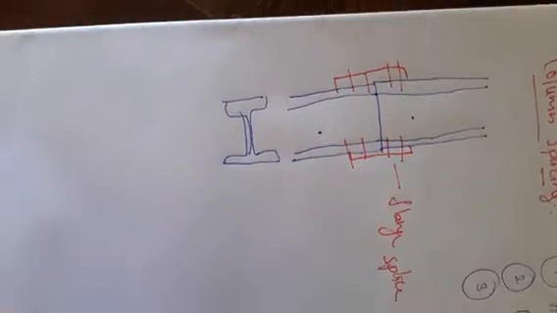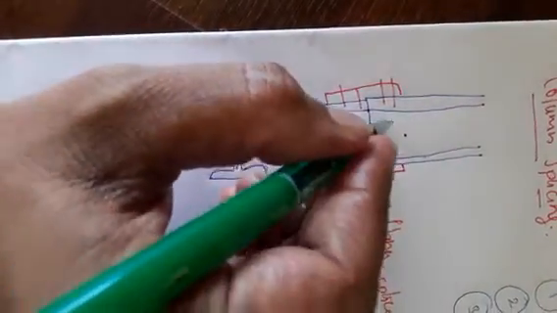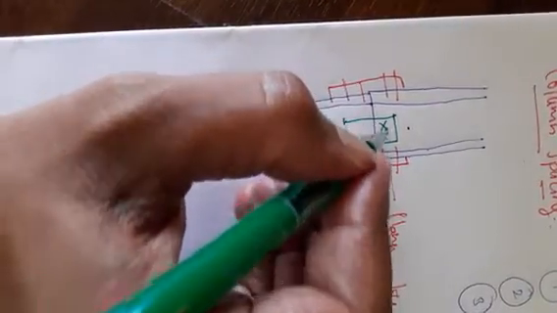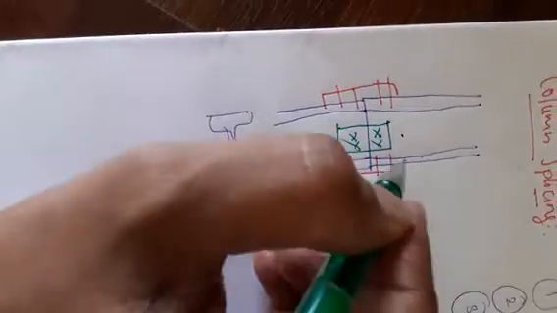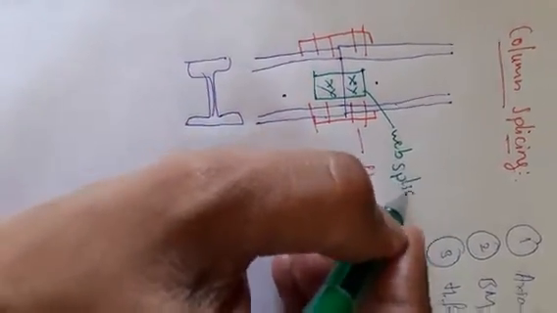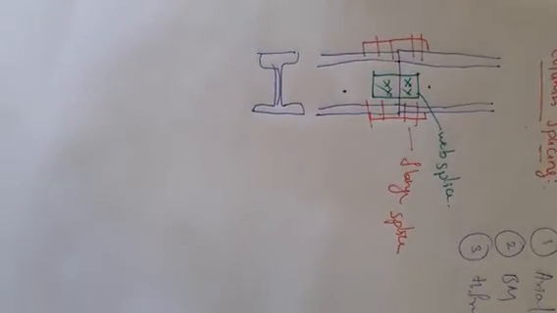Also I can connect the web of this column to the web of this using another plate, and again I will connect this by some bolts. So this is called a web splice. So I have to connect these two together.